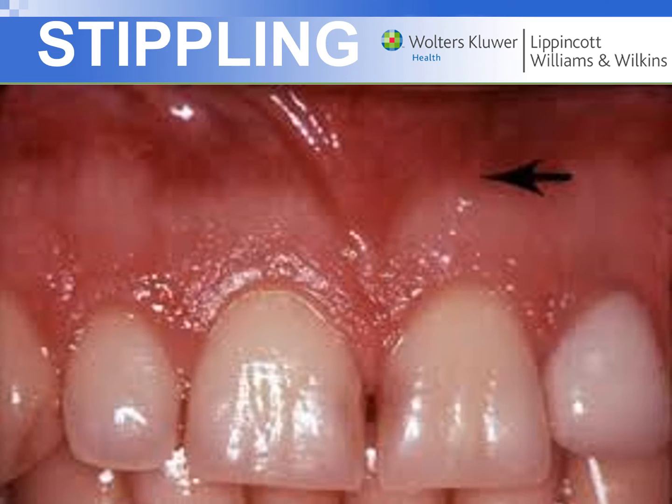This is another picture of the stippling. You can see, especially if you take your air and kind of dry the attached gingiva off, and it looks really orangey.